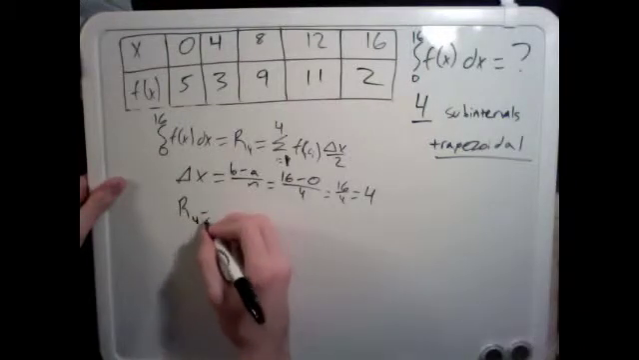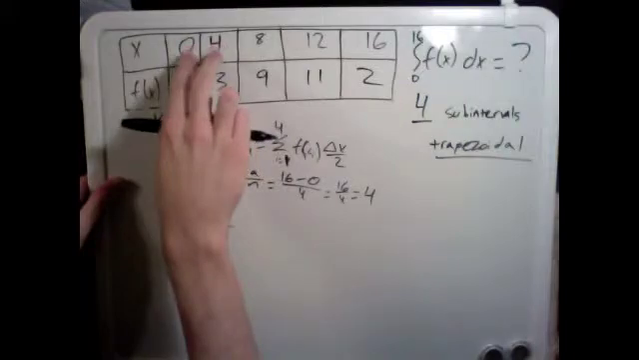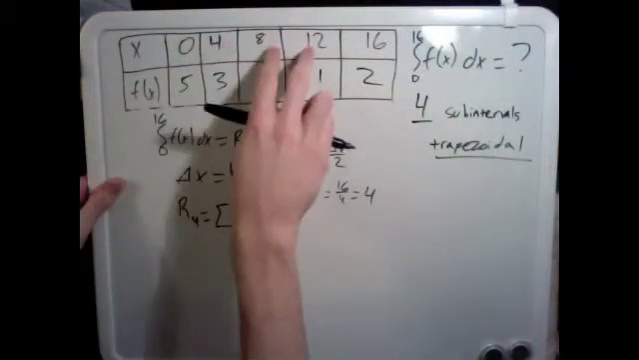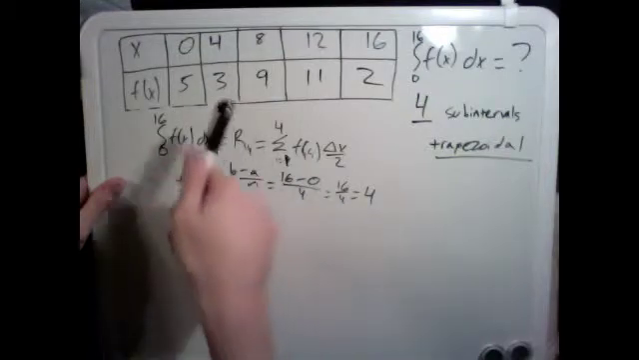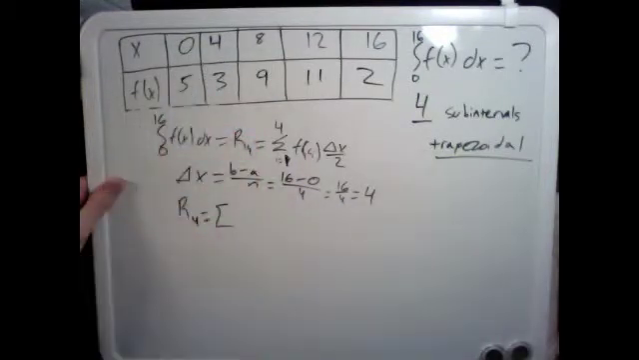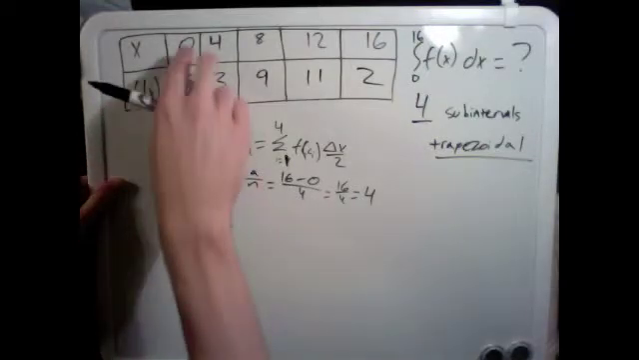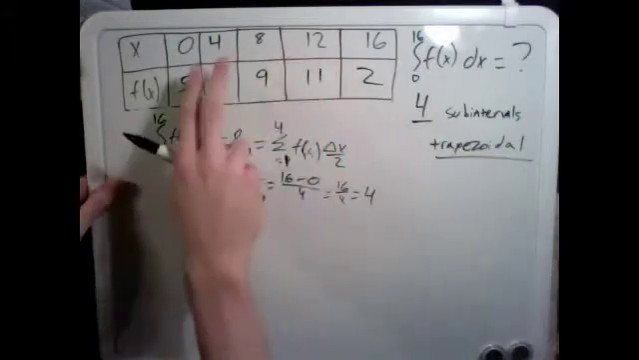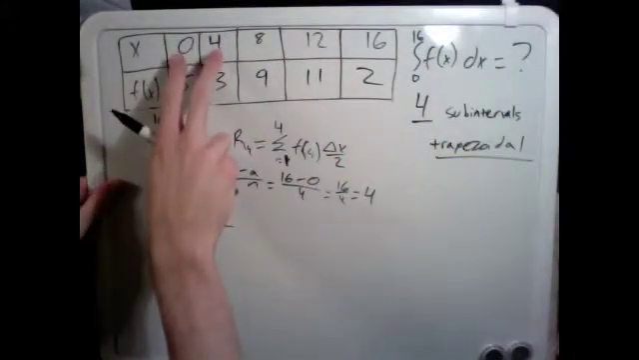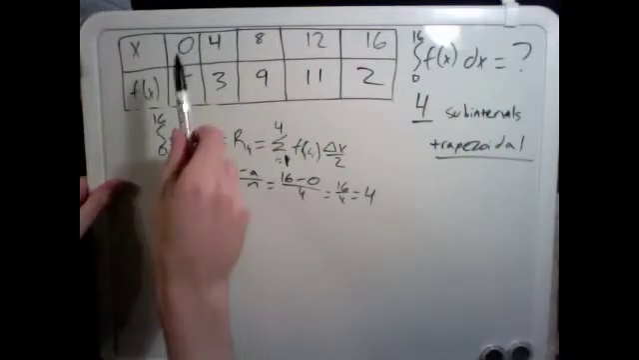So we know these are our 4 subintervals: from 0 to 4, 4 to 8, 8 to 12, 12 to 16. And our delta x for each one of those is 4. The difference is 4. So instead of a left endpoint where we'd use 0, 4, 8, and 12, or a right endpoint where we'd use 4, 8, 12, and 16, for trapezoidal we're going to use all of them.